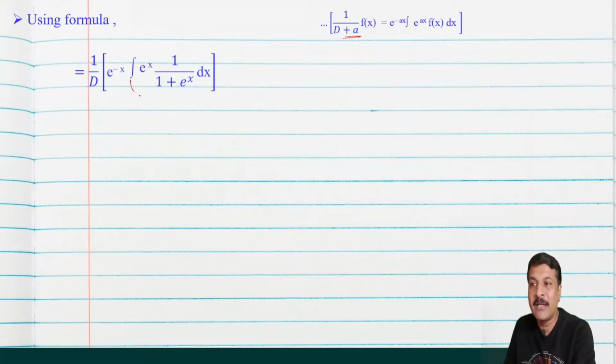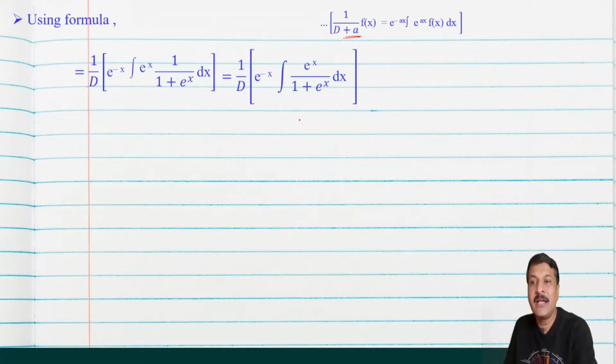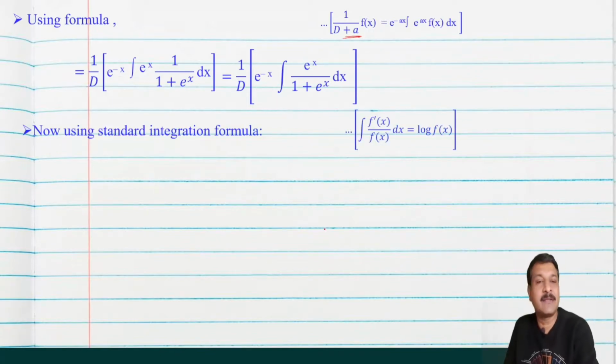Now our job is how to evaluate this integration. You must go through the list of integrations. Here you can see the denominator is 1 plus e raised to x and the numerator is e raised to x. So what is the derivative of the denominator? It is e raised to x, which is present in the numerator, and we know that formula: the integration of f dash of x upon f of x dx equals log of f of x. That is why I am getting this as it is, and this is nothing but the log of the denominator. So what am I getting?